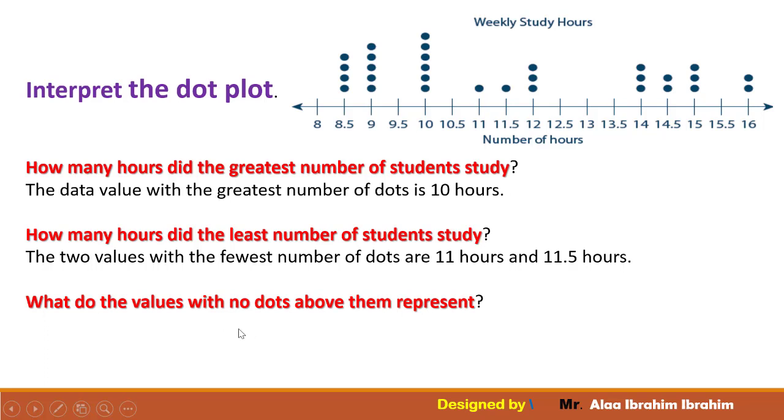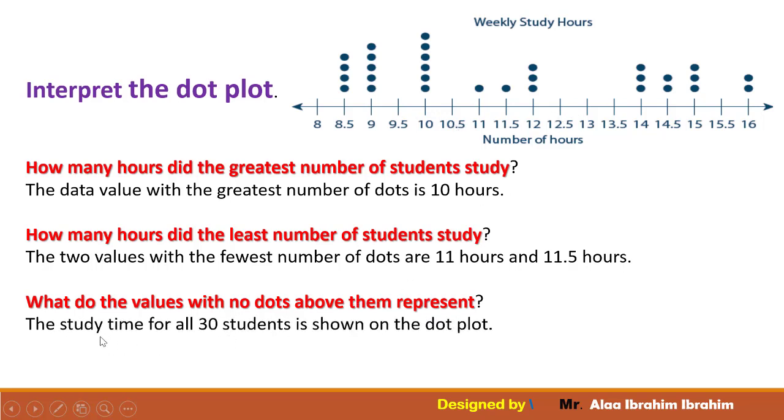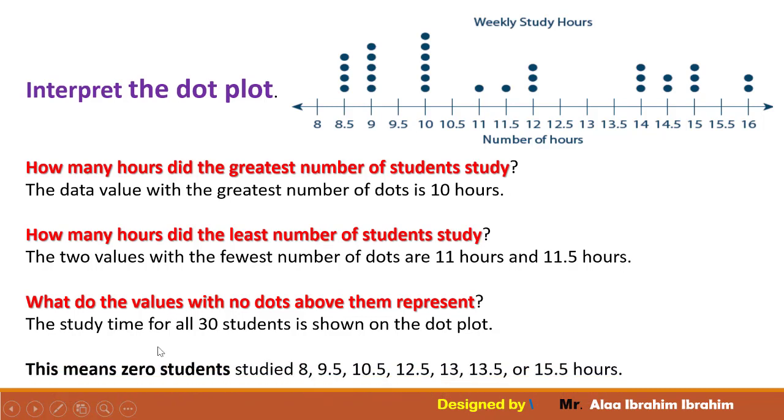Now we're going to the last one. What do the values with no dots above them represent? No dots means we have 9.5, 10.5, 12.5. This means the study time for all 30 students is shown on the dot plot. These are the dots. But the others mean no students studied at this time. So no dots means 0 students.